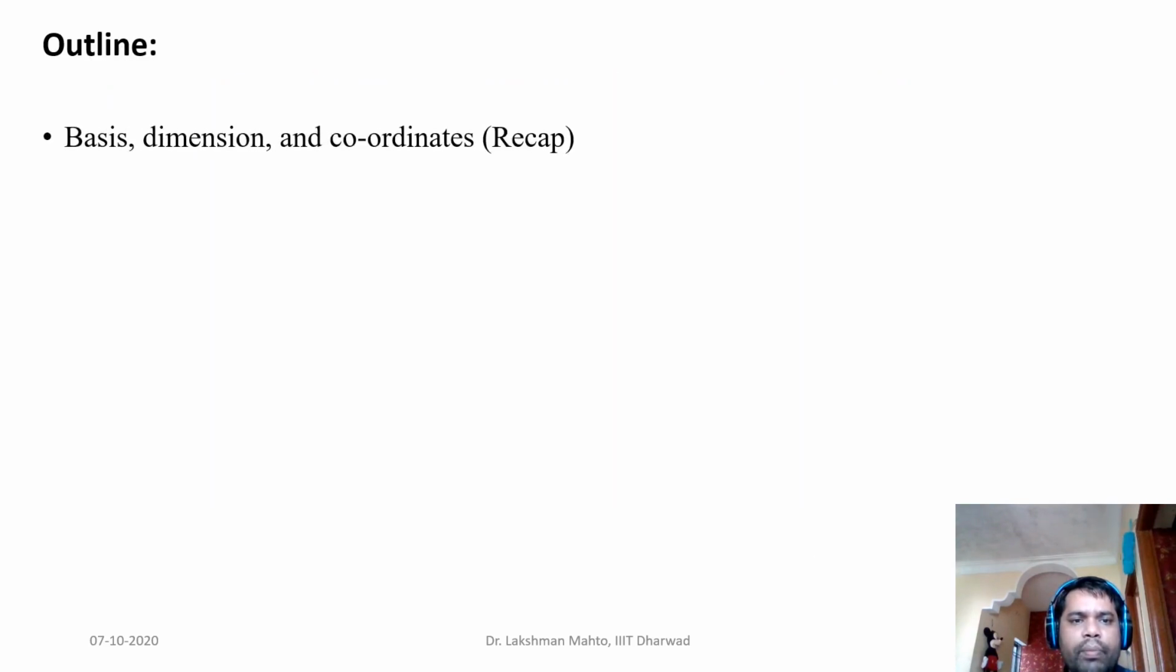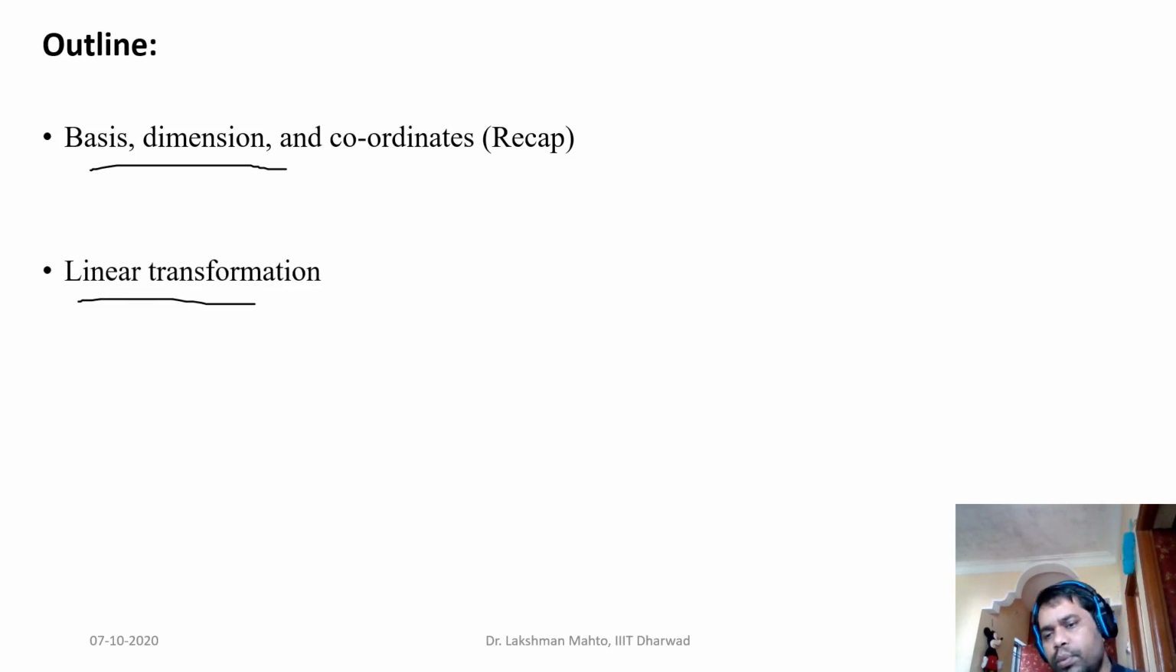So I'm coming to the outline of today's lecture. I would like to give a recap of what we discussed in the last class: basis, dimension and coordinate. Then I will discuss linear transformation in detail, and among them a very specific linear transformation that we call an isomorphic linear transformation. Isomorphic means that the dimensions of the domain and target set are the same, and the kernel of an isomorphic transformation is a singleton set containing only the zero element.